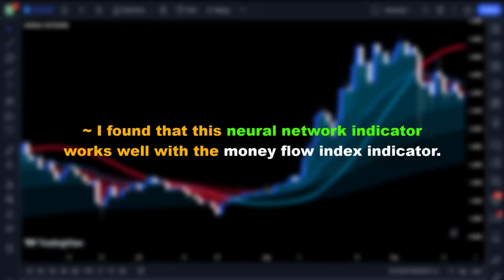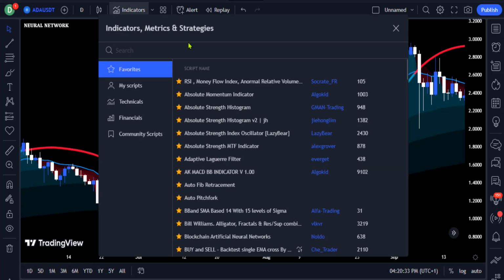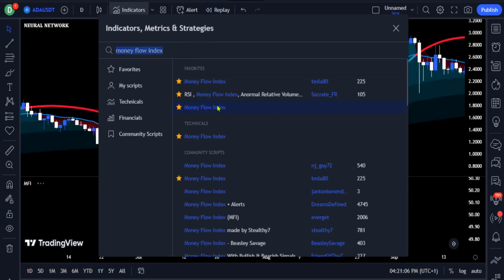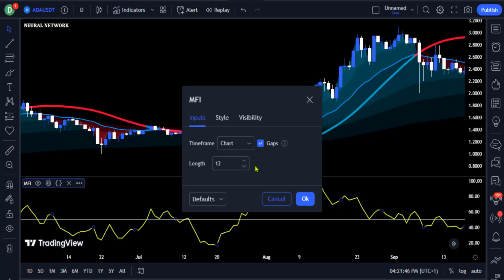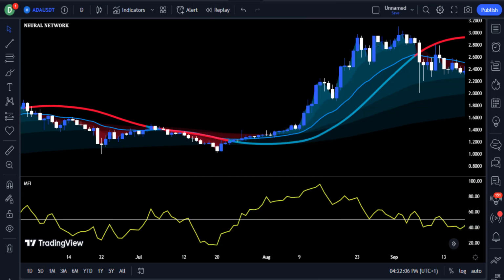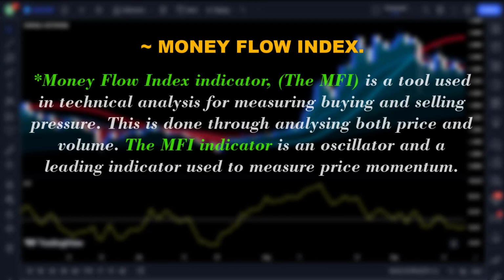I find that this neural network indicator works very well with the money flow index indicator, so open the indicators tab again and search for money flow index indicator. Now you can follow and apply the settings to the indicator as I have already done. If you don't know the functions of money flow index and how it works, the money flow index indicator, the MFI, is a tool used in technical analysis for measuring buying and selling pressure. This is done through analyzing both price and volume.